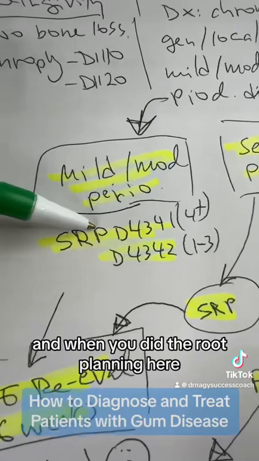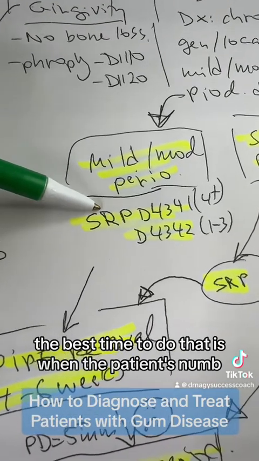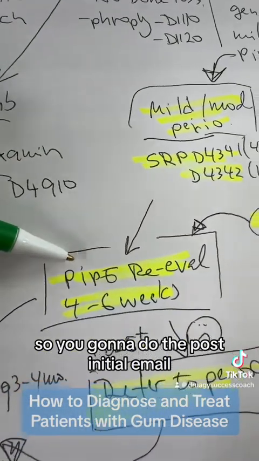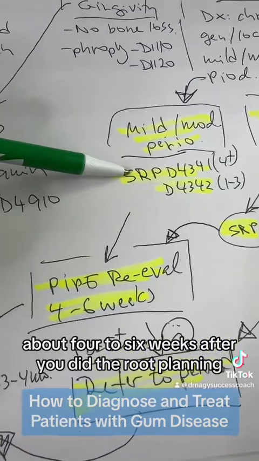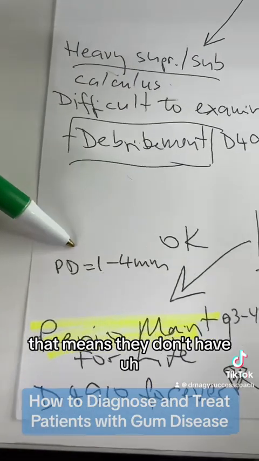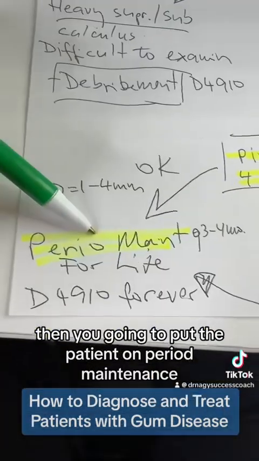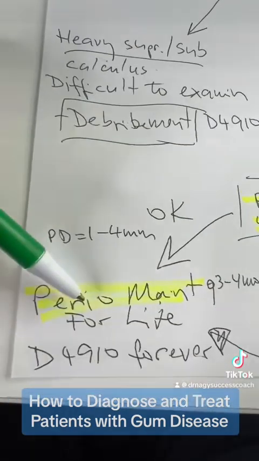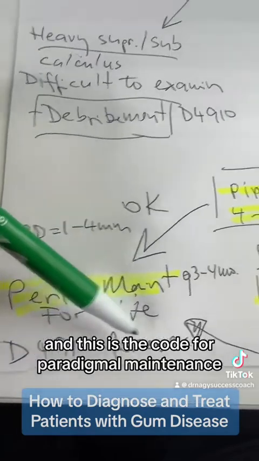And when you did the root planing here, you did full charting. The best time to do that is when the patient's numb, because otherwise they will be hurting. So you're going to do the post-initial eval. You're going to do full perio charting about 4 to 6 weeks after you did the root planing. And then you're going to decide if a patient is okay. That means they don't have deep pockets, or the pockets are between 1 to 4 millimeters. Then you're going to put the patient on perio maintenance about every 3 to 4 months, and that's going to be for life. And this is the code for periodontal maintenance, and that's forever.